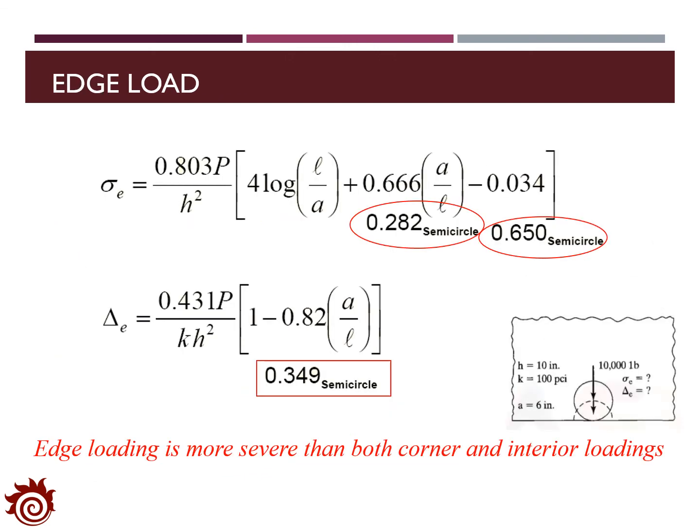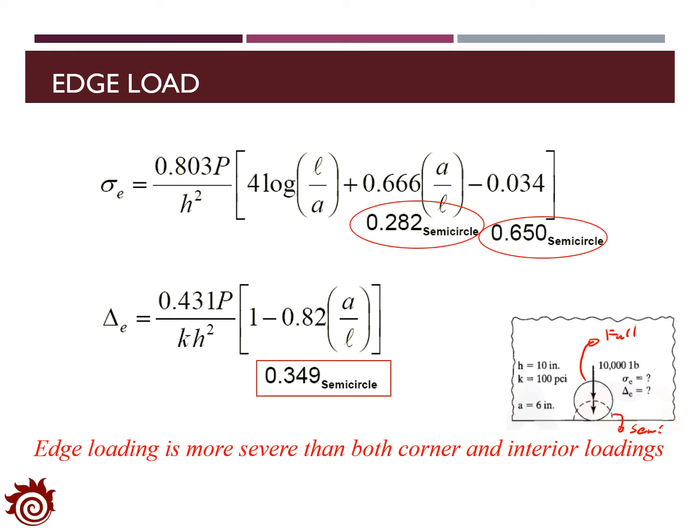The edge load is defined as the case when the load is applied to one side of the PCC slab. There are two types of the edge loads. The first one is a full circle edge load, where the whole circle of the contact area is within the PCC slab. The second one is a semicircle edge load, where only half of the contact area is located inside the PCC slab.